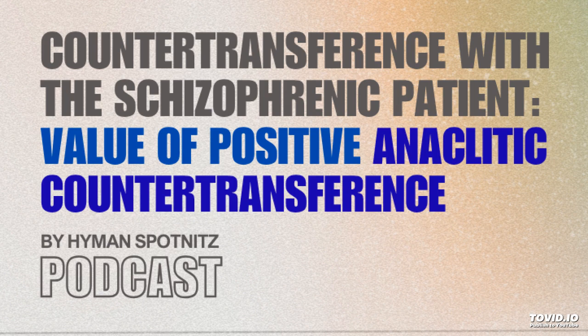Today, we are taking a really targeted look at psychoanalysis. I mean, right into one of its most challenging areas, treating the schizophrenic patient. And we're moving beyond general theory. We're focusing intensely on this 1983 framework from Hyman Spotnitz. Specifically, the critical role of countertransference.